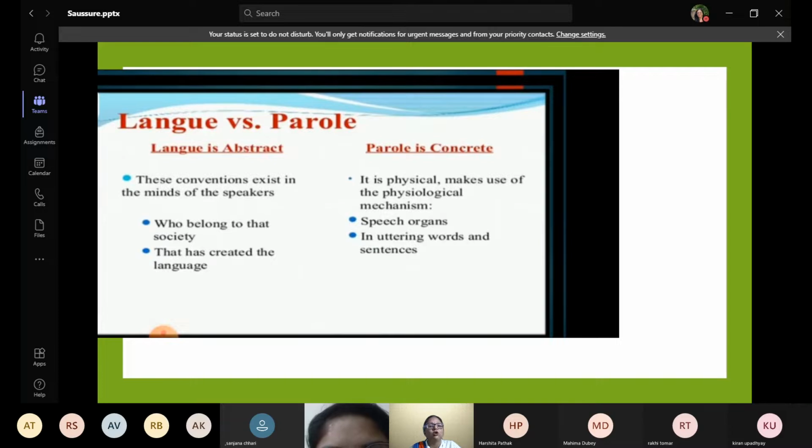So Parole is concrete, it is our utterance, so it is physical, it is not abstract, and it makes use of the physiological mechanism. Physiological mechanism we had done in our last semester, speech organs, speech mechanism, how the words and sentences are uttered, all these things. So this is what Parole is.